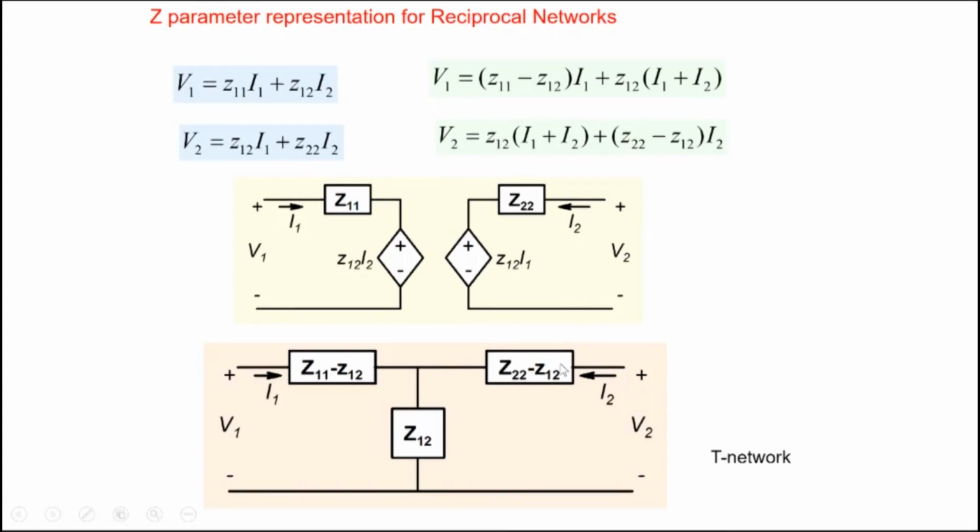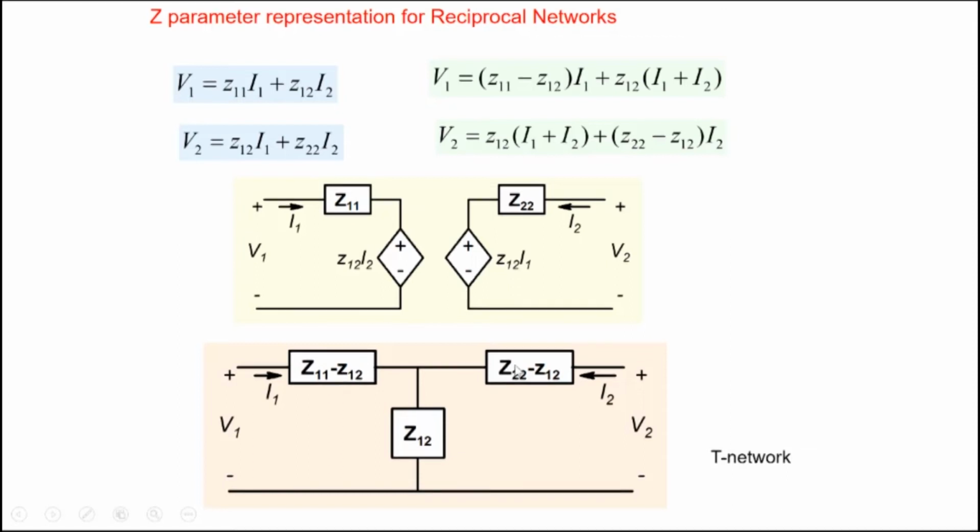So we can represent it in this form, this looks like a T here. This is here and this is here. So we can represent it in the form of a T network. And the importance of this T network is that for a reciprocal network, we need only 3 elements. Here, there were 4 elements here. And there was a dependent source here and a dependent source here.